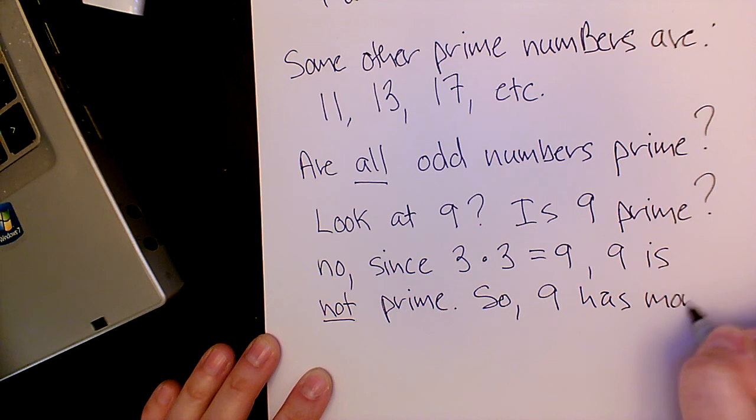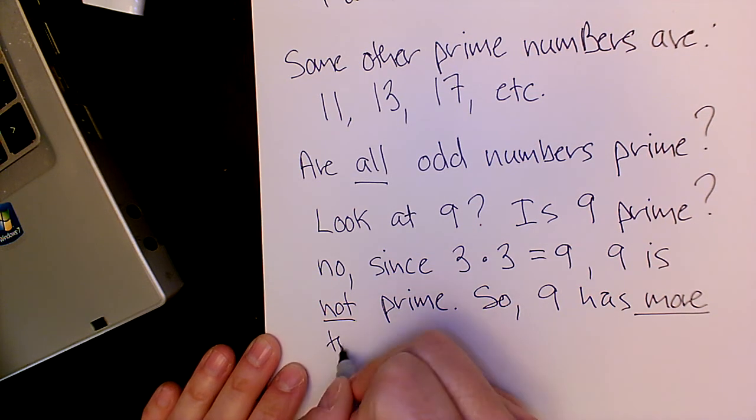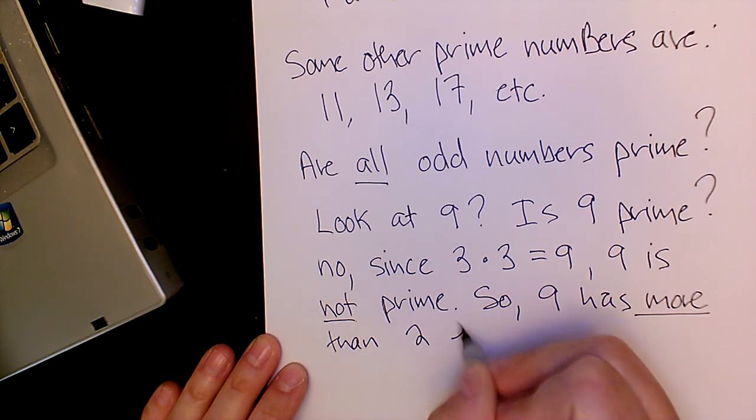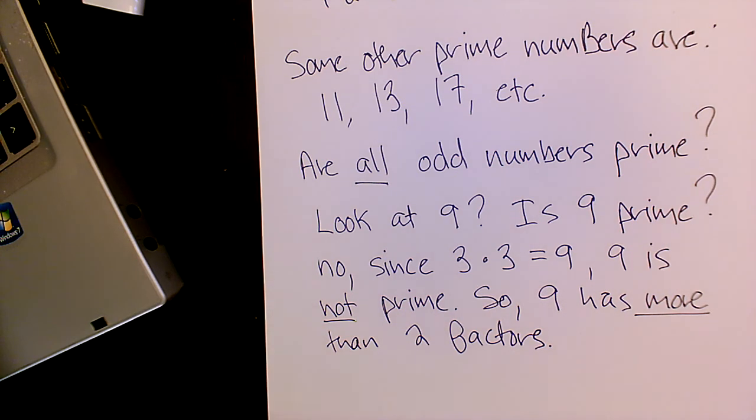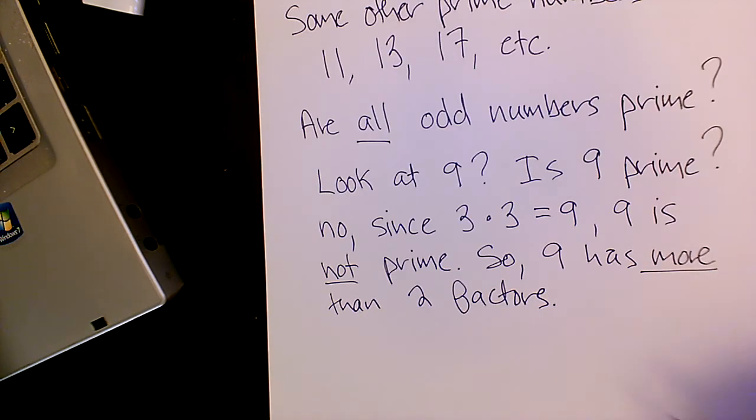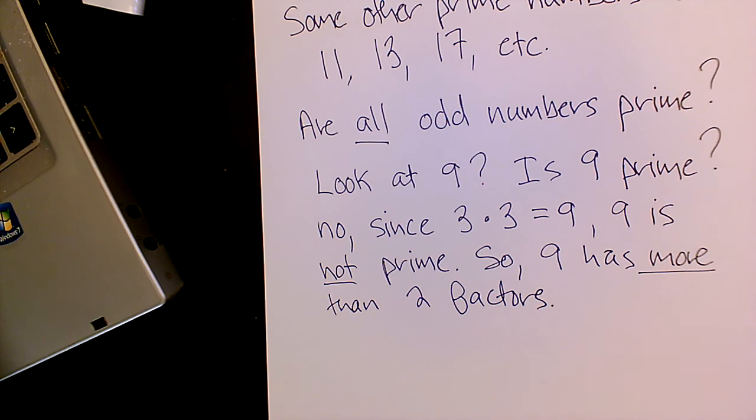So 9 has more than two factors. One and 9 are factors, and 3 and 3 are factors. So 9 cannot be prime. So no, not all odd numbers are prime, and 9 puts the kibosh on it.